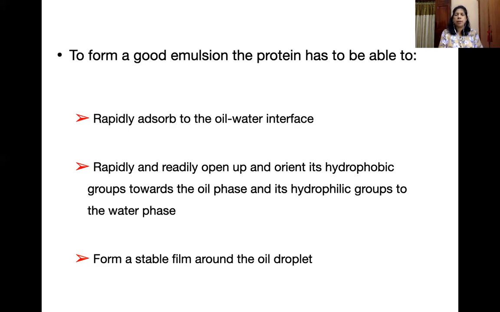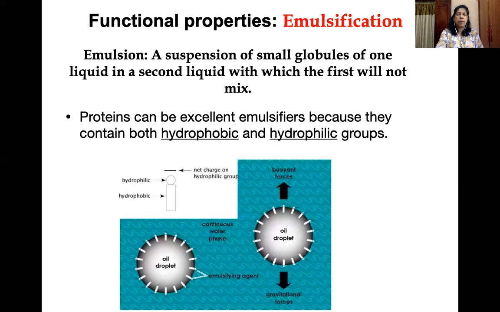It should rapidly and readily open up and orient its hydrophobic groups towards the oil phase and its hydrophilic groups to the water phase, and form a stable film around the oil droplet. You have seen in the earlier picture how it forms a small film on the surface. So that film should be prepared. If not, it will not work quickly enough to make a nice emulsion.